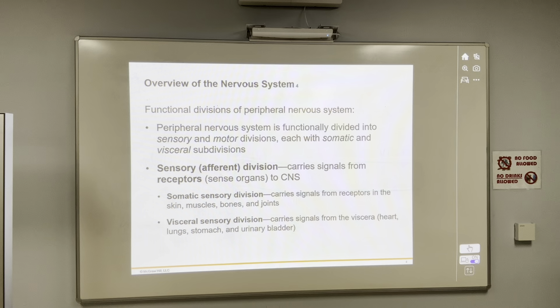But here, input, sensory, afferent, that's standard. The only thing that's variable is whether it's somatic or visceral. So there we go. The somatic sensory division carries signals from receptors in tough tissue, skin, muscle, bone, joints, ligaments, tendons. And the visceral sensory division carries signals from the viscera, like your heart, to where?